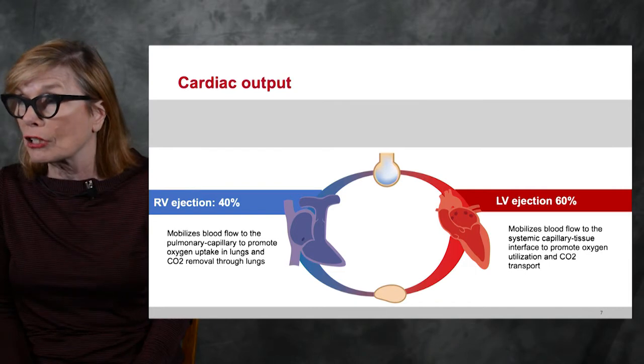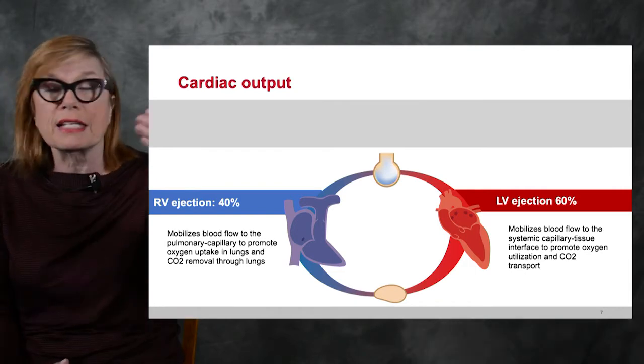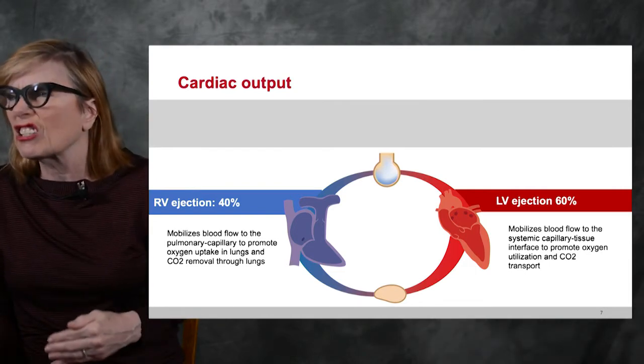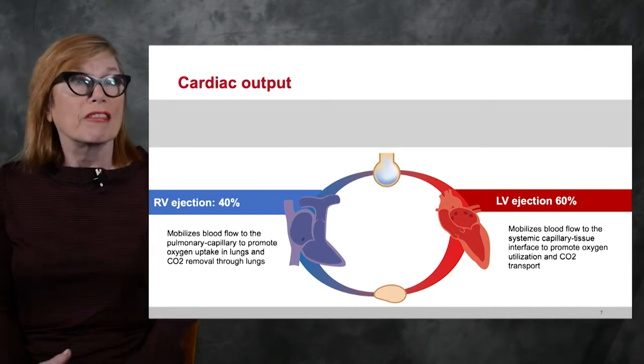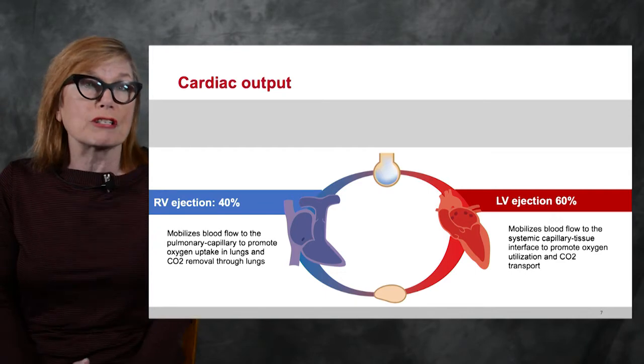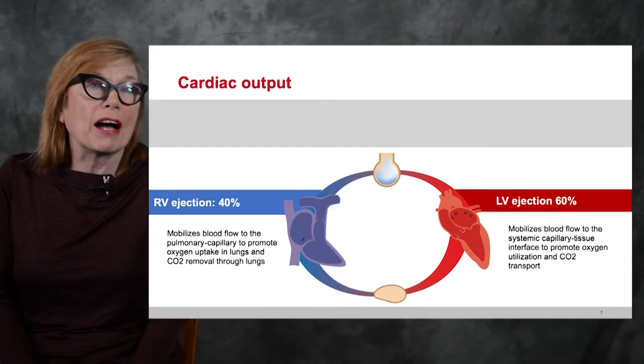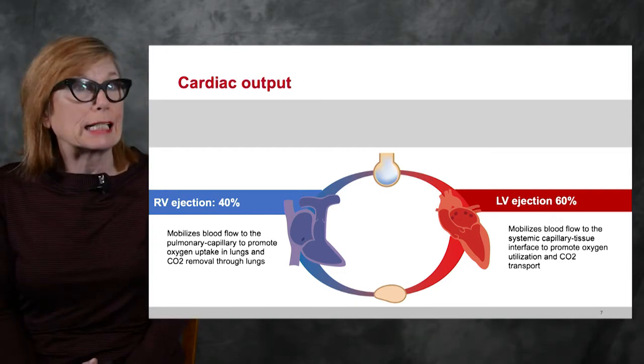That's what we call the ejection fraction. The amount of volume ejected divided by the amount of volume that fills the ventricle. That is our ejection fraction. The left ventricle has a normal ejection fraction of 50 to 75% with an average of around 60%.